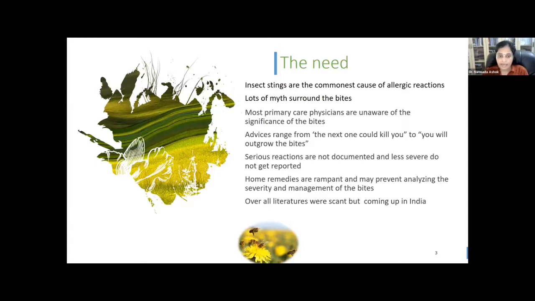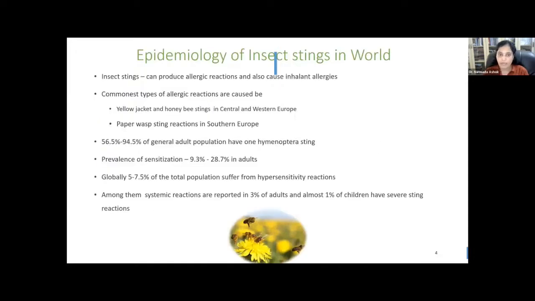The literature in India was scant, but now it is coming up in India. When you think about the epidemiology of insect stings in the world, which gives us knowledge about the magnitude of the problem, insect stings can produce both allergic reactions, which can lead up to anaphylaxis, and can also cause inhalant allergy. The commonest type of allergic reactions are usually caused by yellow jacket and honeybee stings in Central and Western Europe, and paper wasp sting reactions are most common in Southern Europe.